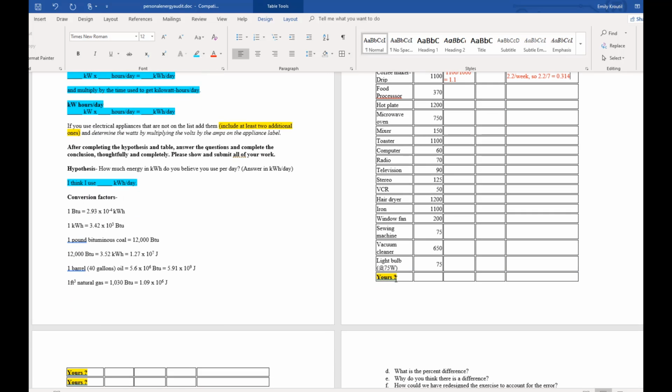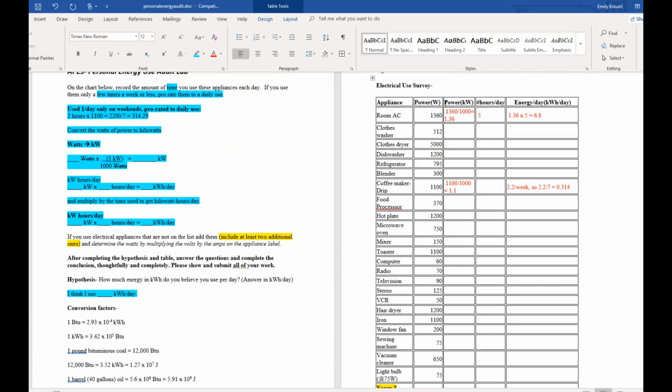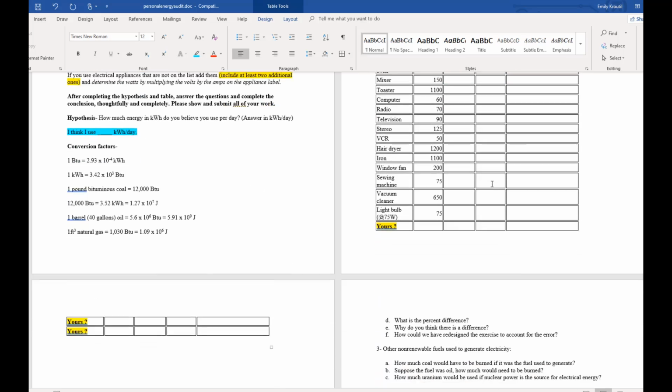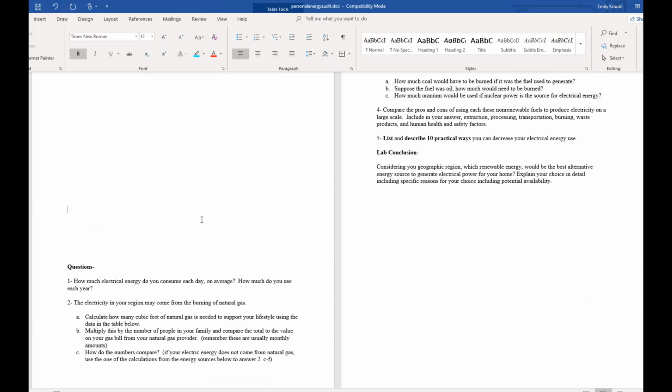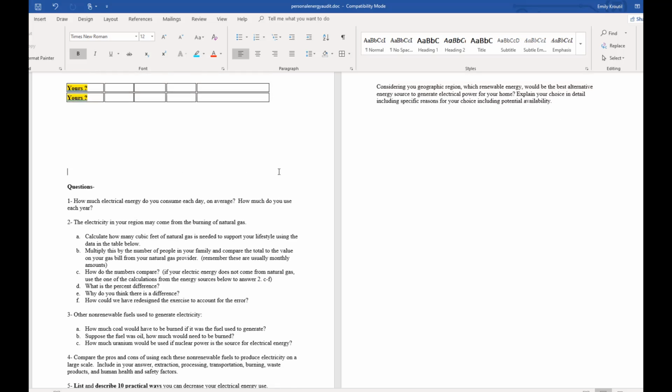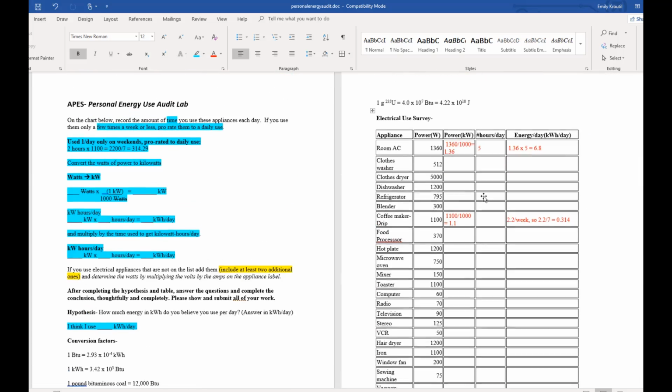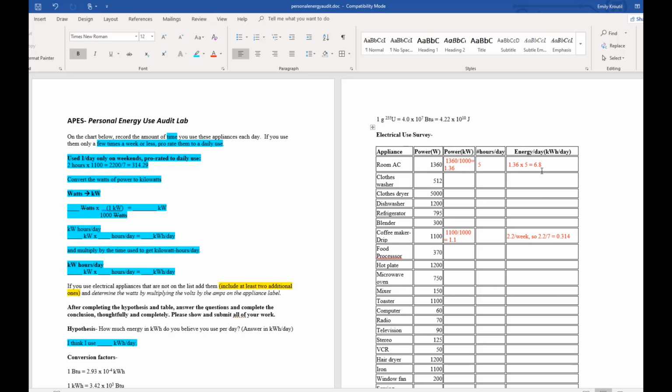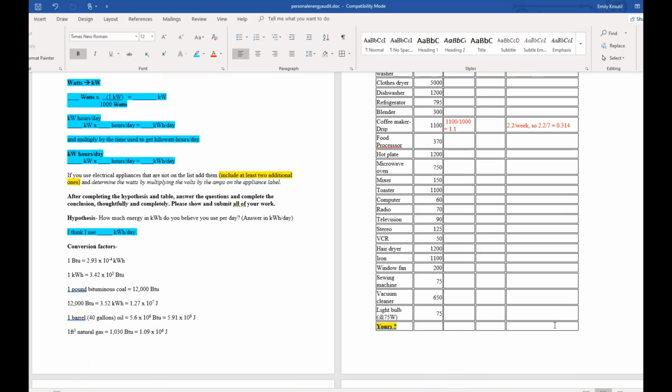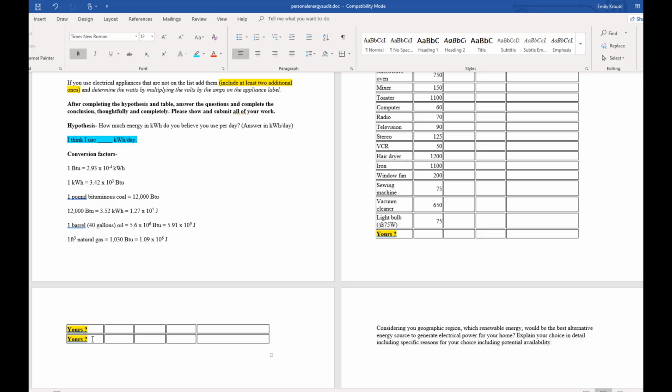And you guys can do the rest. And again, remember, you need to pick at least 2 appliances that you're doing yourself. Then let's go to our questions. How much electrical energy do you consume each day on average? So what you'll do is you will add all of the numbers you got in this far right column.